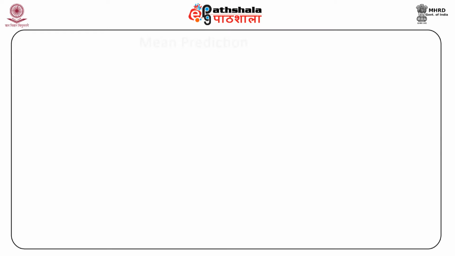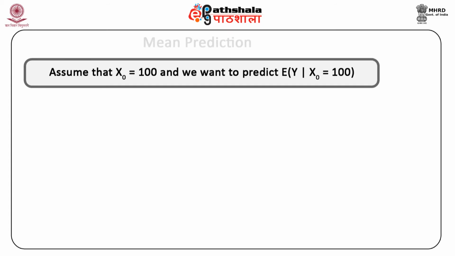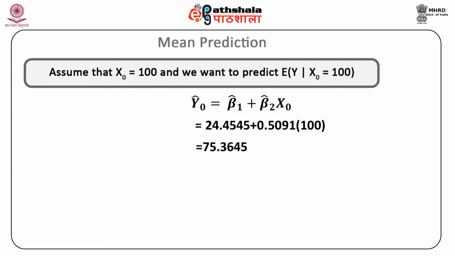Mean prediction. To fix the ideas, assume that X0 is equal to 100 and we want to predict the expected value of Y given X0 equal to 100. Now it can be shown that the historical regression above provides the point estimate of this mean prediction as follows. We know that y0 hat is equal to beta 1 hat plus beta 2 hat into x0, where we have substituted the value of x0 and we get the value of y0 hat.